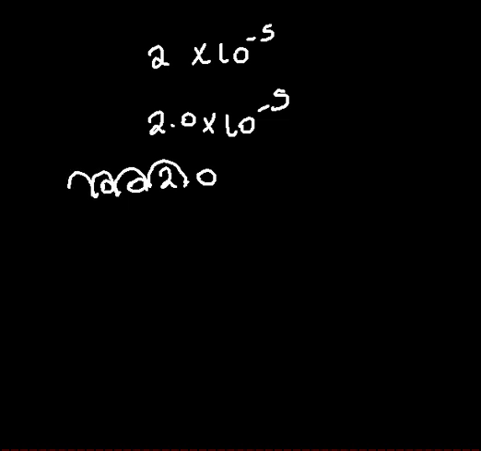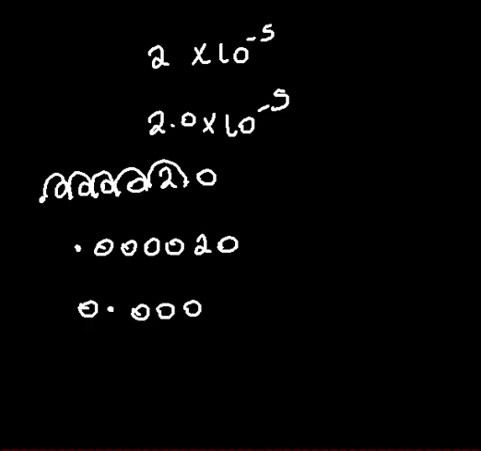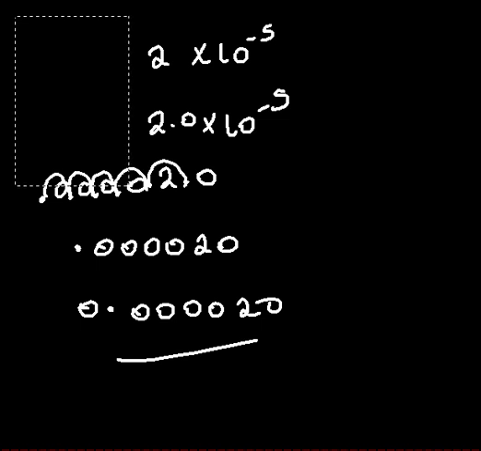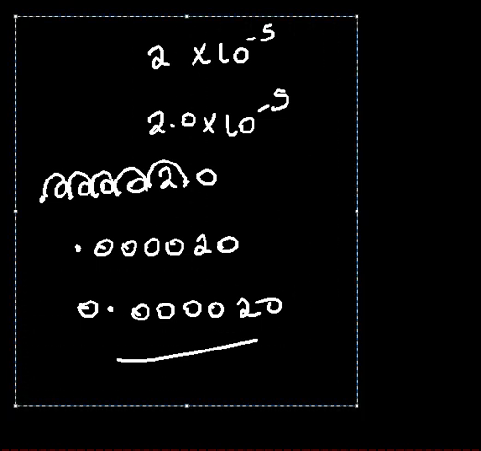So we have 1, 2, 3, 4, and 5 steps. We'll have the decimal point here, and we'll have 0.000020. So this is how we can write the number in normal notation, as you can see there. And how about if we have 2.5 times 10 to the power negative 10? How should you write that back to normal?